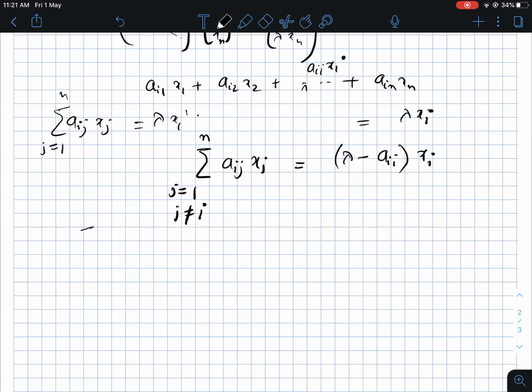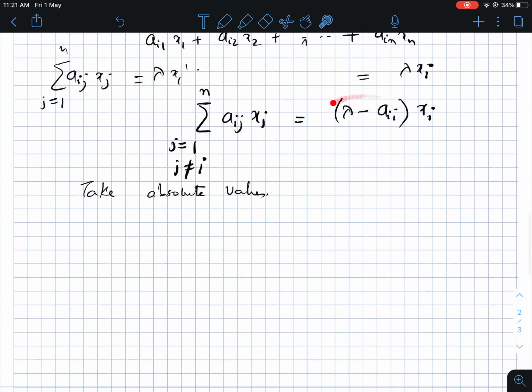Now what I'll do is take absolute values on both sides. Why do you take absolute values? Remember, both left and right side here are potentially complex numbers, so we need the distance concept. For circles, we'll just take absolute values on both sides. When you do that, you will get the absolute value of lambda minus aii times the absolute value of xi on one side. I've just swapped it. And on the right side, you'll have the absolute value of the summation of aij xj, with j equal to 1 to n, j not equal to i.